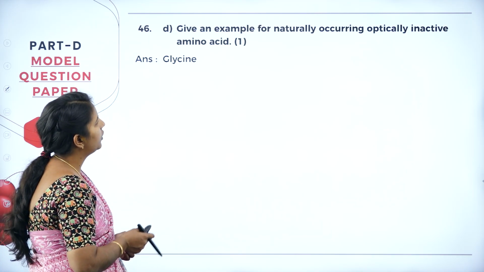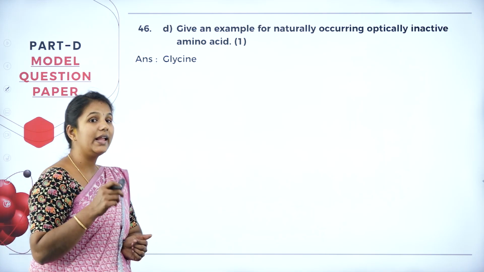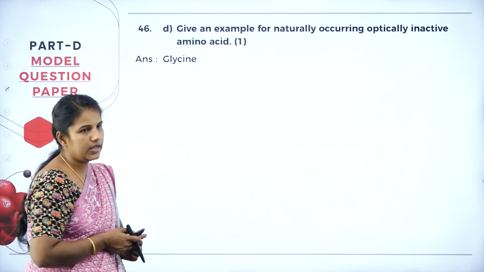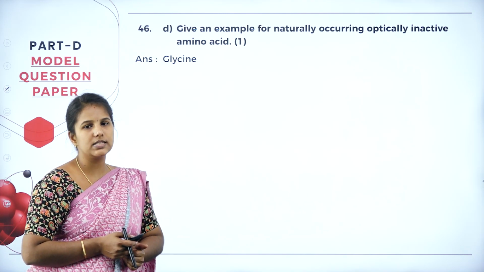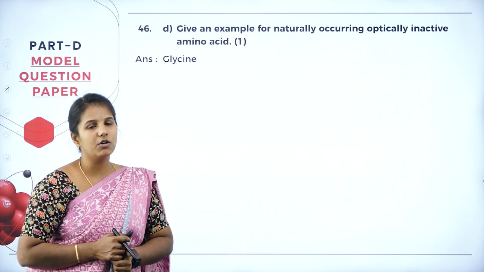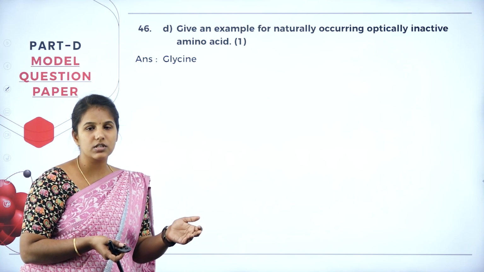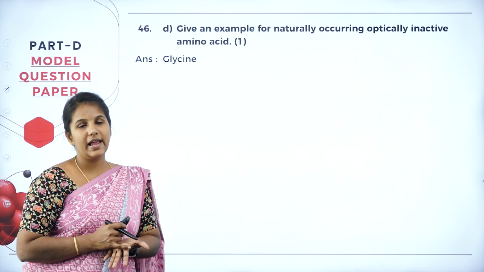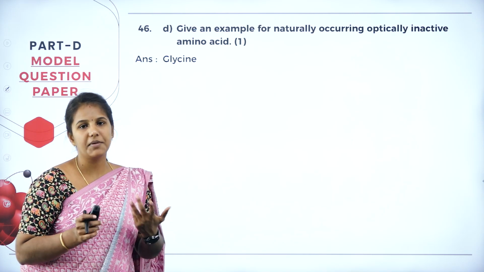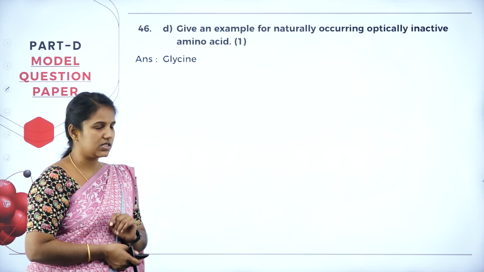Give an example for a naturally occurring optically inactive amino acid. The optically inactive amino acid is glycine. There are 20 different amino acids. Any one of the amino acids, either basic, acidic, neutral, optically active, or optically inactive, can be asked in the exam. Try to make a list of them.